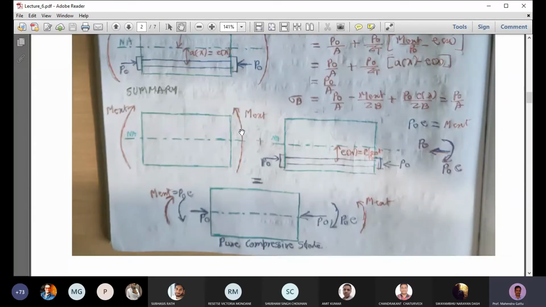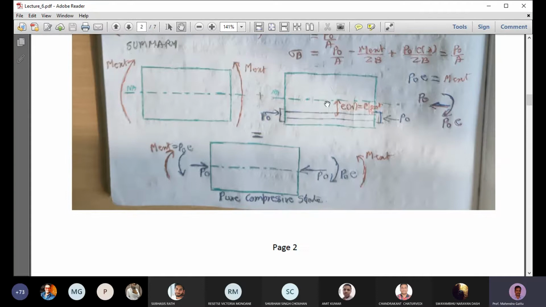So to summarize, we have initially a beam which is subjected to some external moment, and we have provided a cable. This is the cable here at an eccentricity E of x such that E of x is equal to M external by P naught. So what will happen is we can combine these two loads. So we have this P naught value. P naught will become P naught plus couple P naught E. So P naught E is M external.